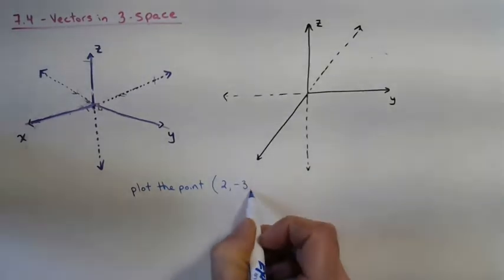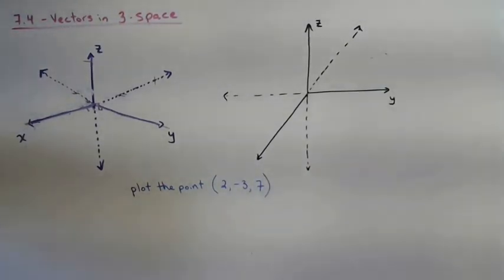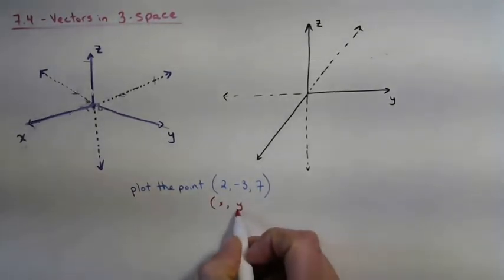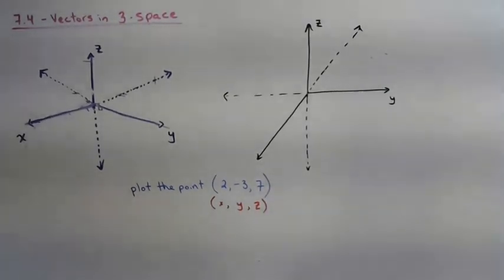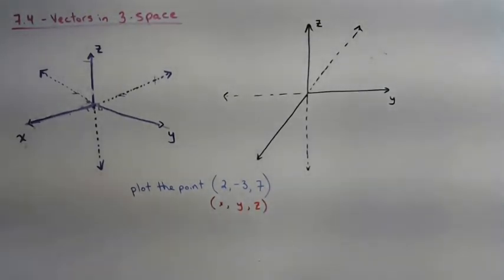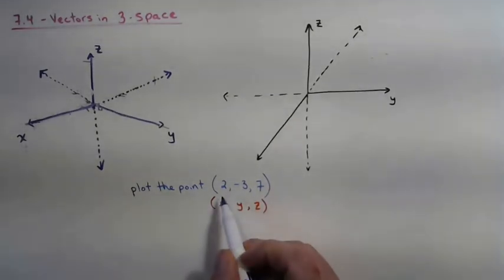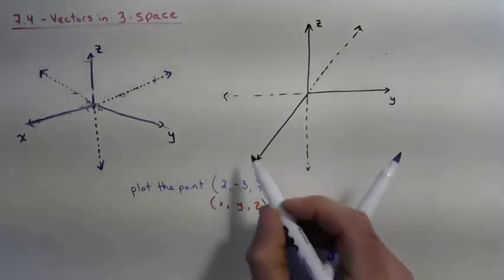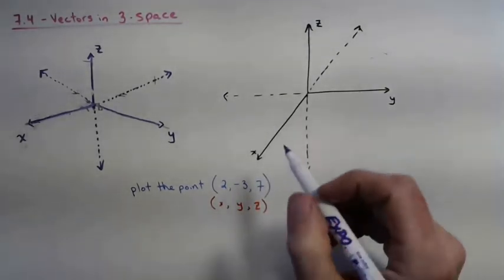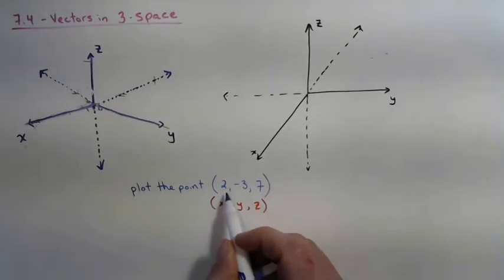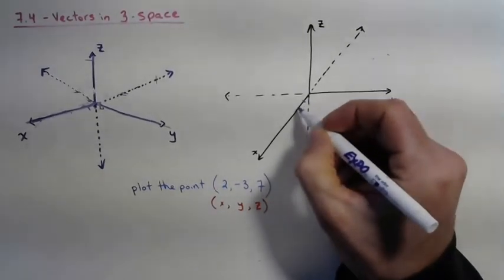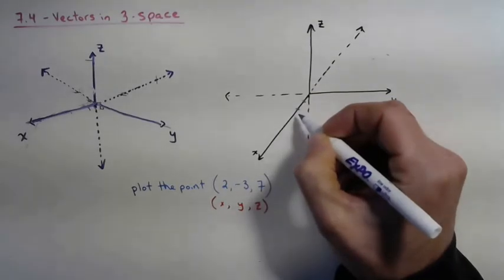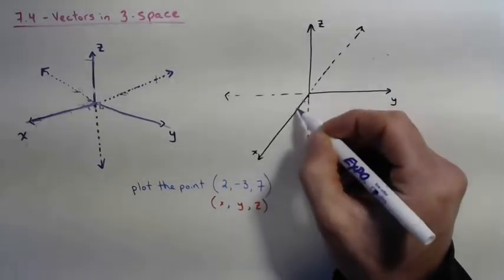Plot the point 2, -3, 7. So in order to do this, we're going to pay attention to what each of these points does. What we have here is an x, a y, and a z. Okay? So we're going to look at each of these points. I'm going to start looking at the x, and I didn't label my x-axis, positive x. What we need to do is first move 2 units along the x-axis. 1, 2. Okay? So that's our first point of interest. 2 units along the x-axis.